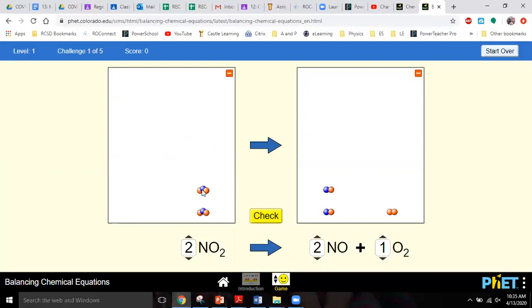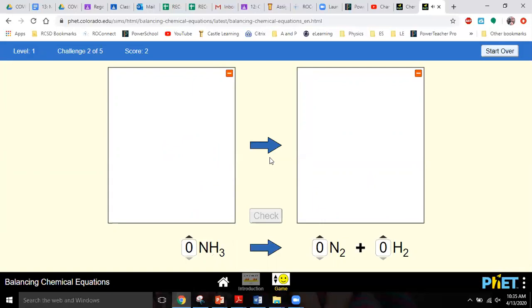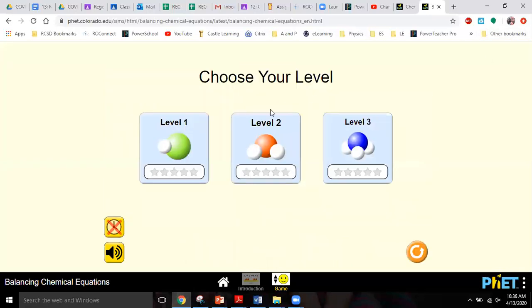And now I can count. I have 2 blues, 2 nitrogens on each side. And I've got 1, 2, 3, 4 oxygens on each side. Check, balanced, great. When you're done, eventually, if you could take a picture of this screen with the stars to show me and send it to me, that would be great.